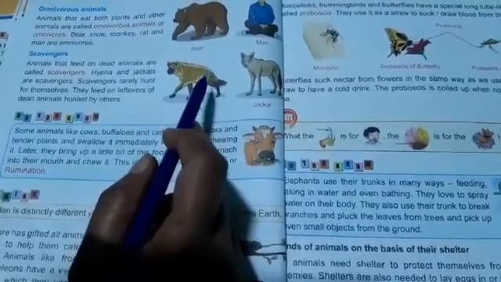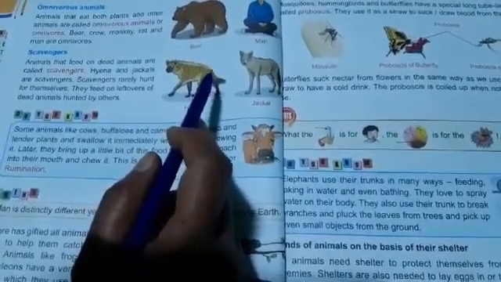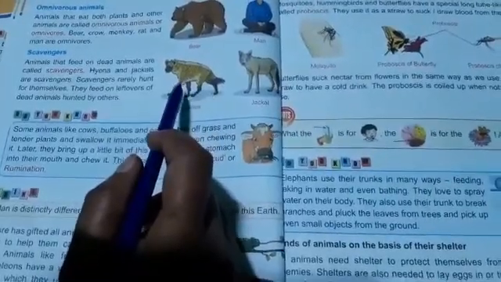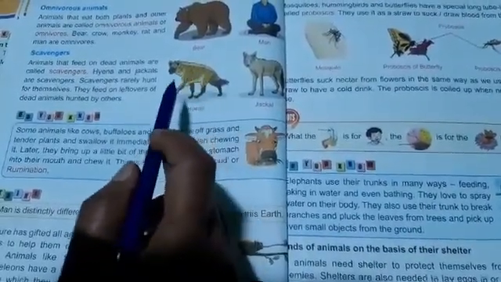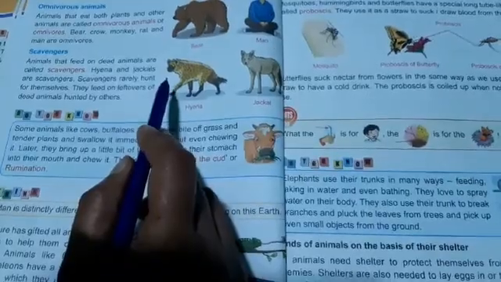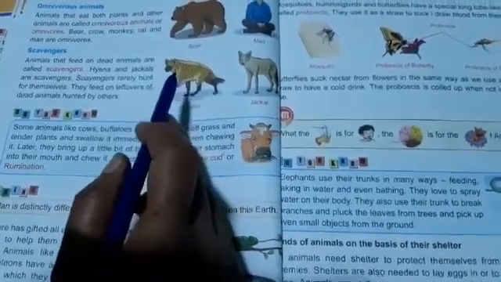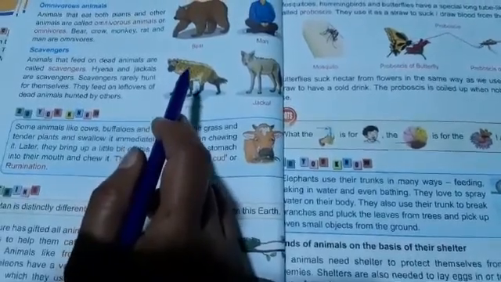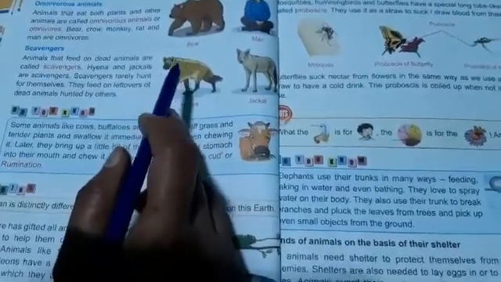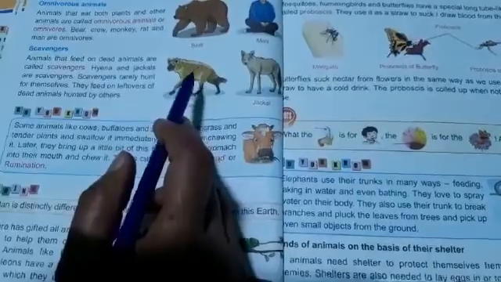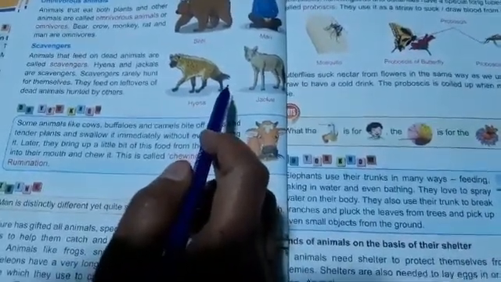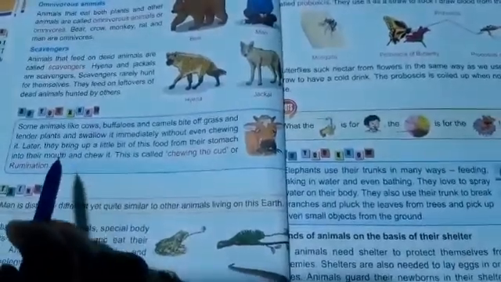Scavengers rarely hunt animals for themselves. Understood, no? So they are called scavengers, and they feed on dead animals. They eat whatever is left over of dead animals hunted by other animals. Okay? Okay. Next, do you know, kids?